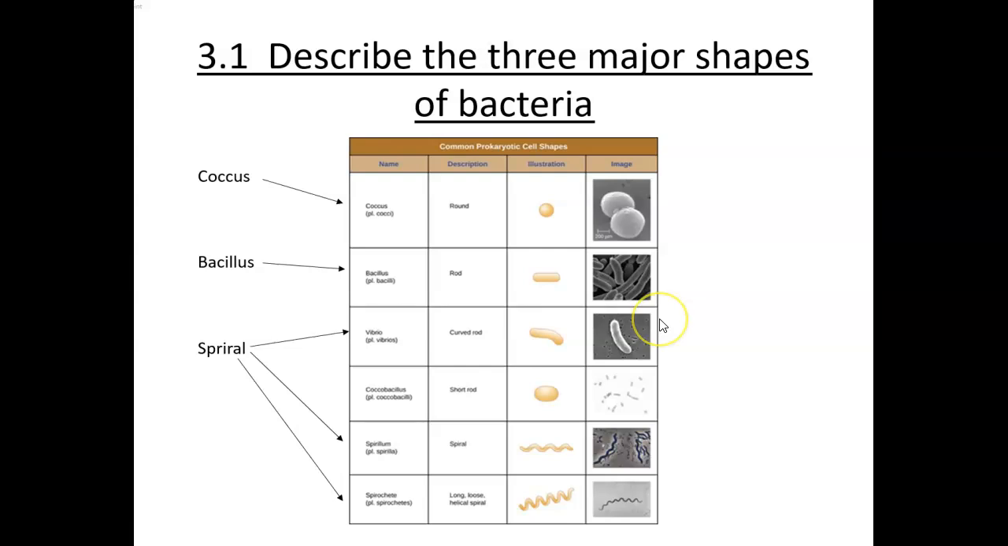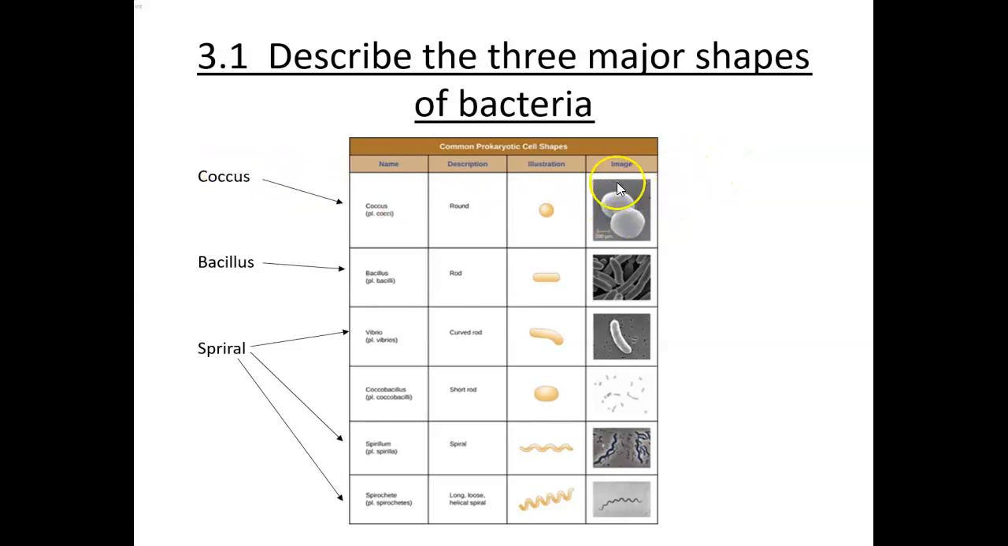So we're in section 3.1, and the first learning outcome says describe the three major shapes of bacteria. When you look at bacteria under your microscope, which you could do easily if you were in a live lab, you'll notice that a lot of bacteria look really similar because there are generally three major shapes. It doesn't mean there aren't some bacteria that fall outside of this, but the vast majority of bacteria are three major shapes.